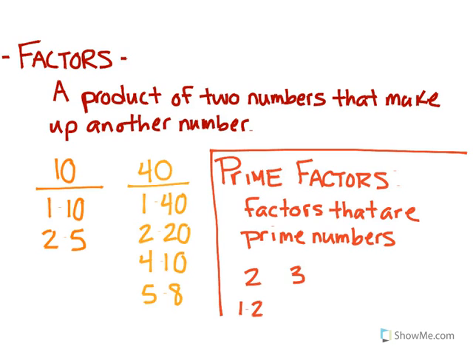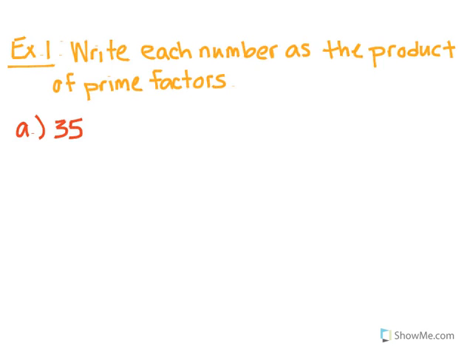3 is prime. Its factors are 1 and 3. 1 and itself. The number 19 is also prime. It's 1 times 19. So those would be considered prime factors if the combination of other prime factors make up another number. So let's see how to do this in an example. We're going to have a few different parts to this, but we're going to write each number as the product of prime factors.